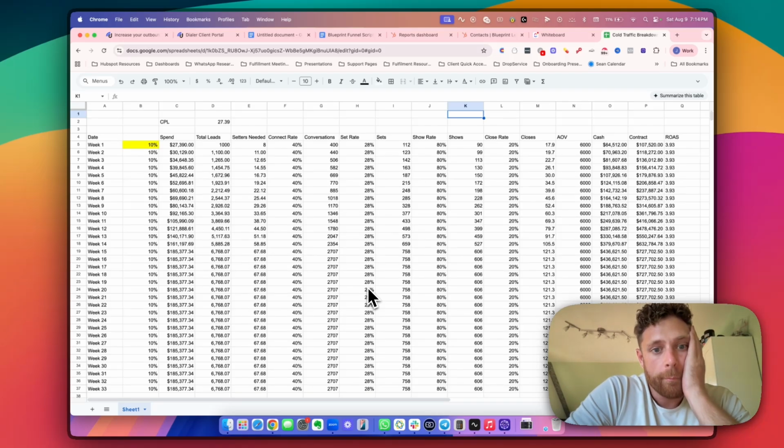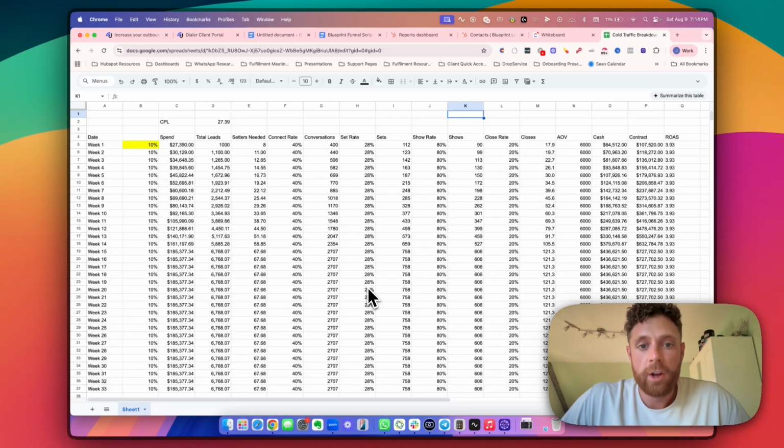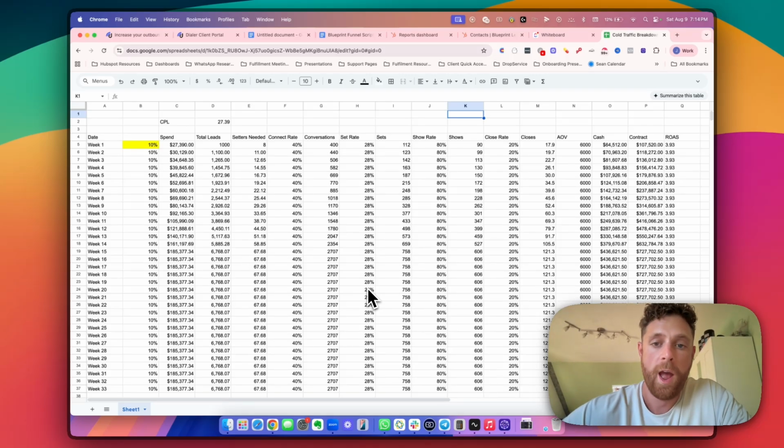So, yeah, I hope this is helpful. I hope this gives you a good idea of how to map out some of this if you haven't. And if you already have a pretty successful blueprint or cold campaign, then go ahead and do this anyway, so that you can understand exactly what is happening and what needs to happen to hit that $1 million month, whatever your goals are, et cetera.